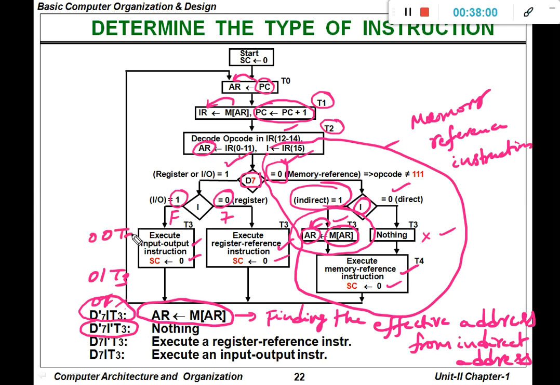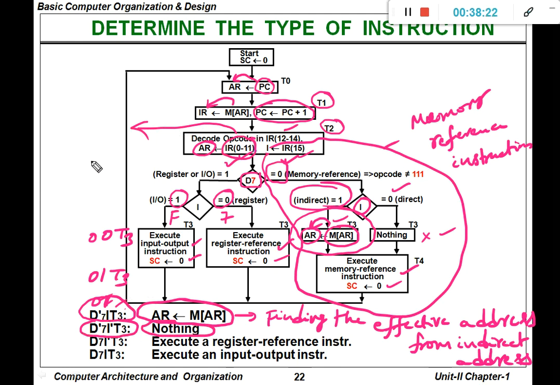If this is the operation, so what is this operation? 0, 0, T3. So if D7 is 0 and I is 0, then the effective address is already there in this particular address, IR of 0 to 11. Already we know the effective address. So that is why we need not perform any operation, do nothing.